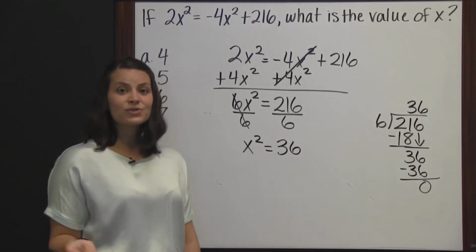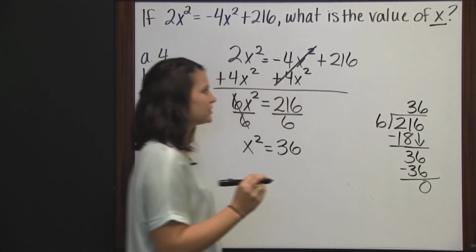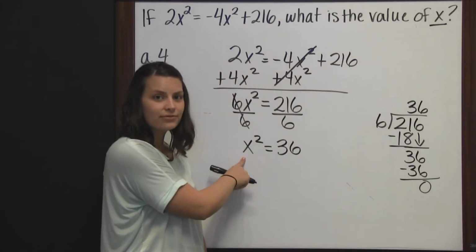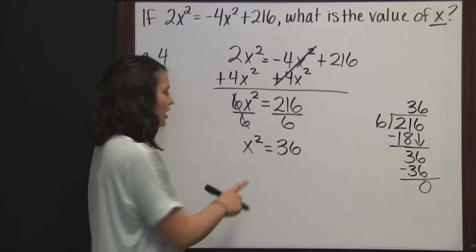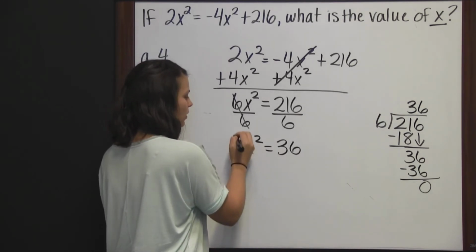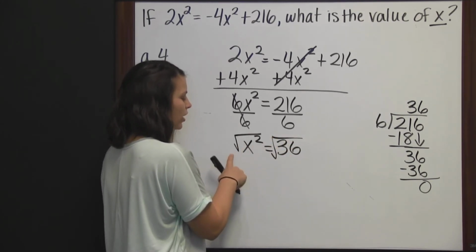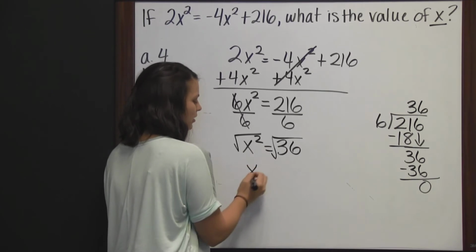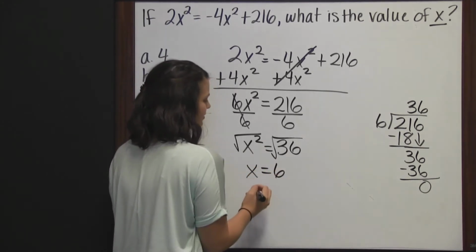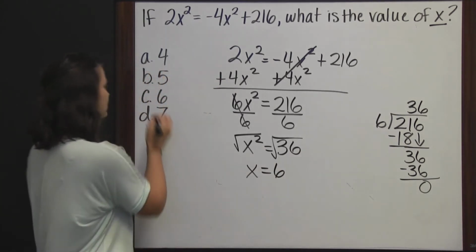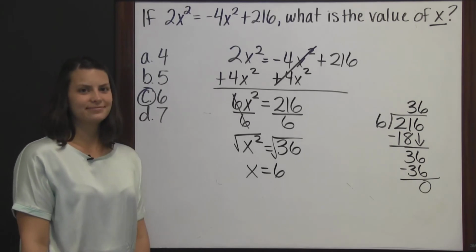So now we know what x squared equals, but we still haven't found what x equals. To get x alone, we need to do the opposite of squaring x. And the opposite of squaring is to square root. So we square root both sides. The square root of x squared is simply x. And the square root of 36 is 6. So that means that x is 6. Answer C.